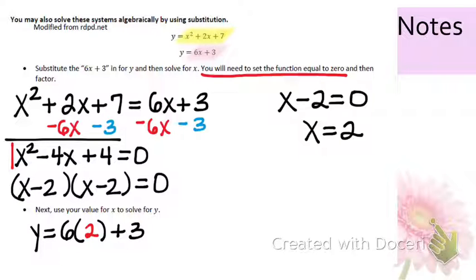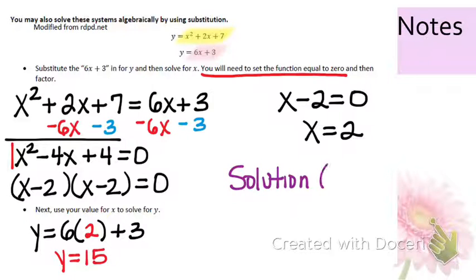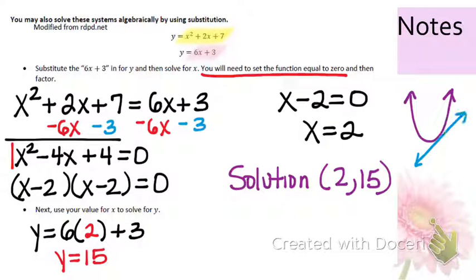So 6 times 2 is 12, and 12 plus 3 is 15. So you should get y equals 15. Who got y equals 15? All right, so that means that our solution, there's only one solution, and that solution is at (2, 15). And that's what we just figured out. So the parabola and the line, they cross at one point, and that one point is (2, 15).